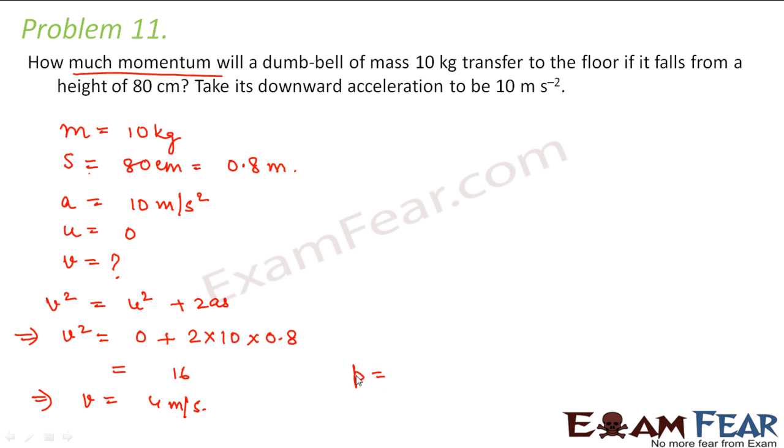Therefore, the momentum that it will transfer to the floor will be equal to the product of mass and velocity. So mass is 10 kgs and velocity is 4 meter per second. So this would be 40 kg meter per second. Right? Okay.